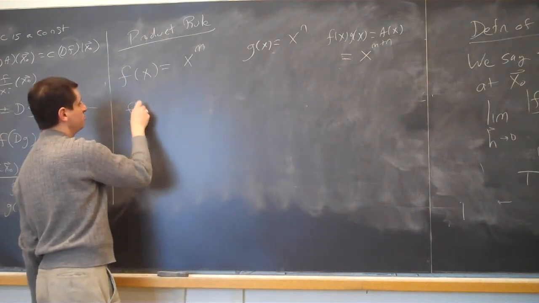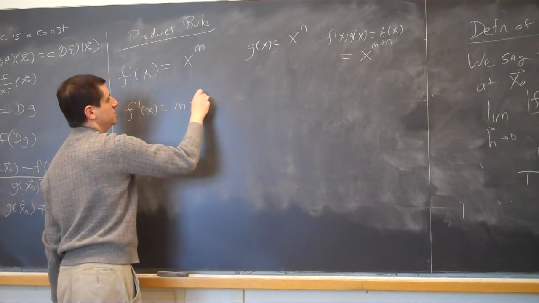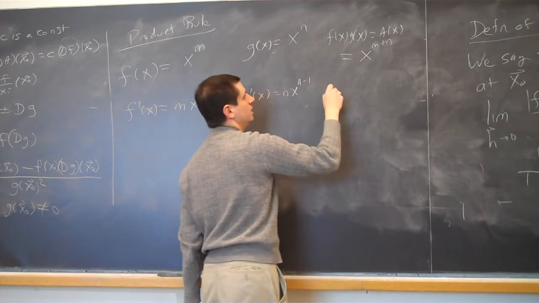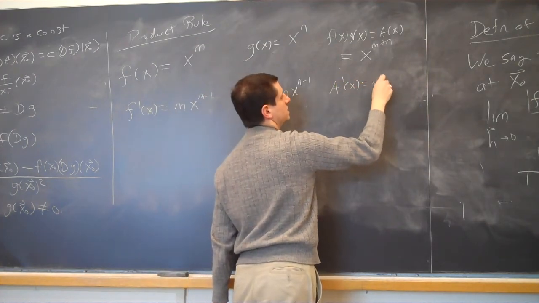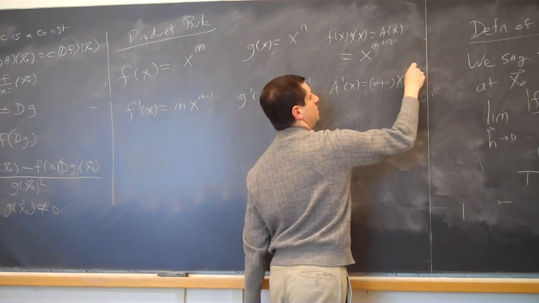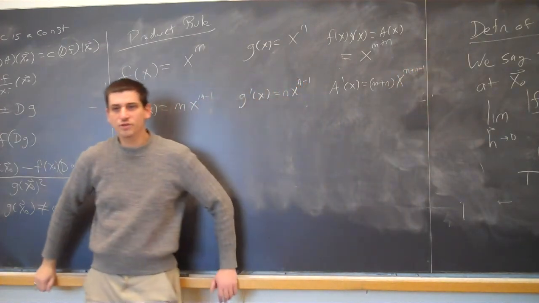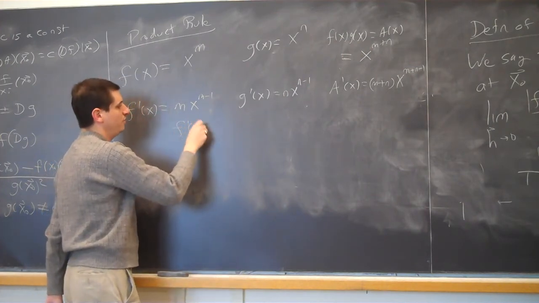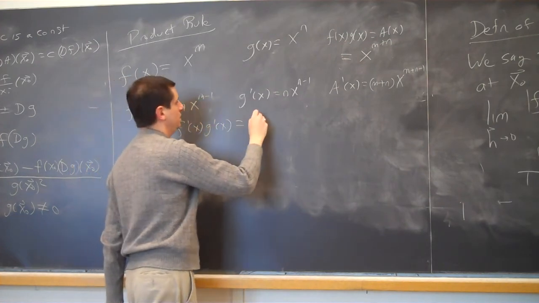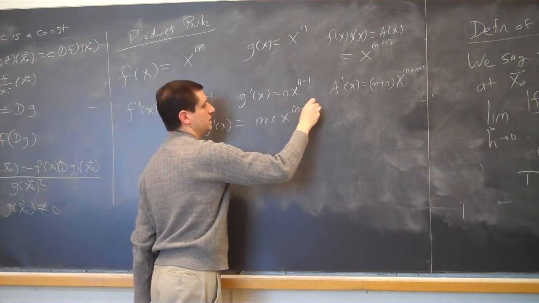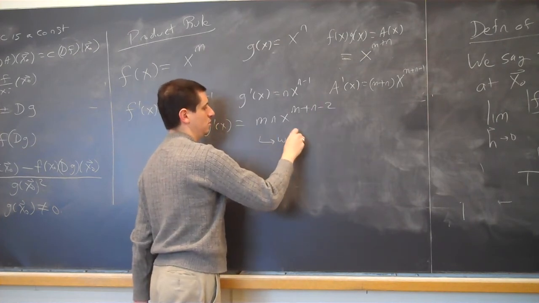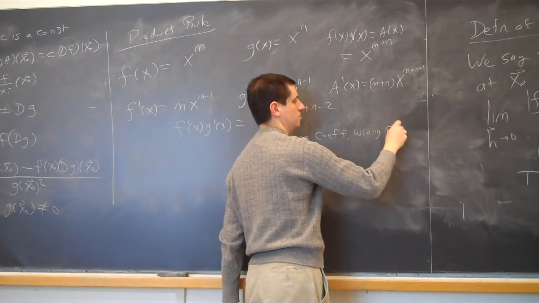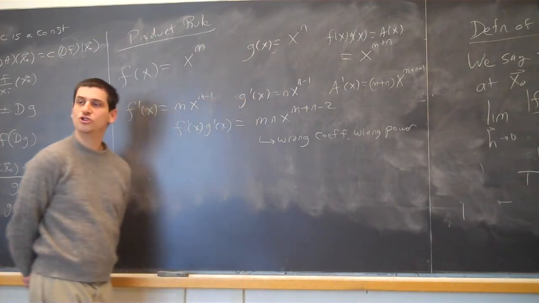So if I calculate f prime of x, this is going to be m x to the m minus 1. g prime of x is going to be n x to the n minus 1. a prime of x is (m plus n) x to the m plus n minus 1. Is the derivative of the product the product of the derivatives? No. f prime of x times g prime of x is going to be mn x to the m plus n minus 2. So it has the wrong coefficient and the wrong power. Two strikes. This is not going to be the derivative.